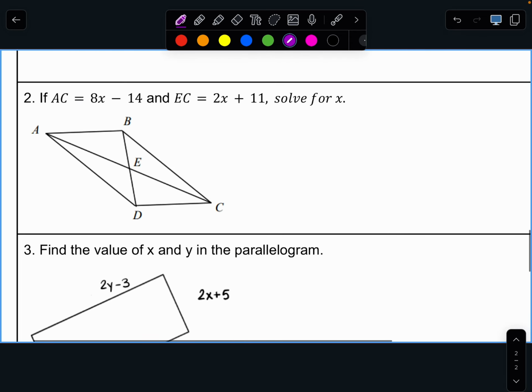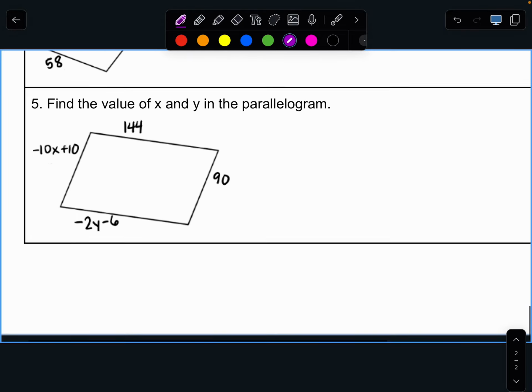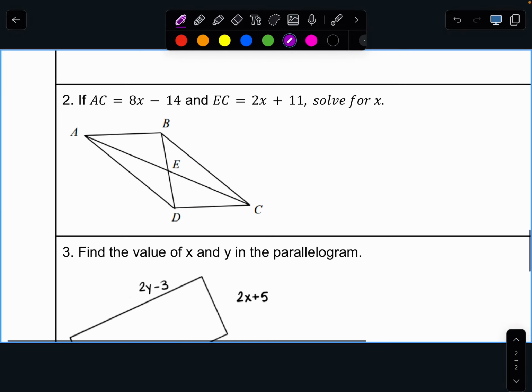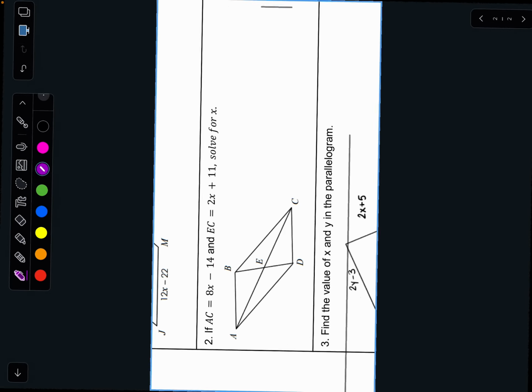All right, you work on the other side while I come around and bring you this stapler. Make sure that you staple your packets all together.